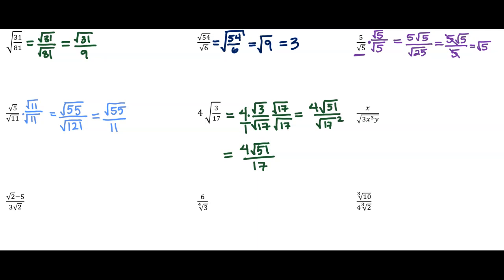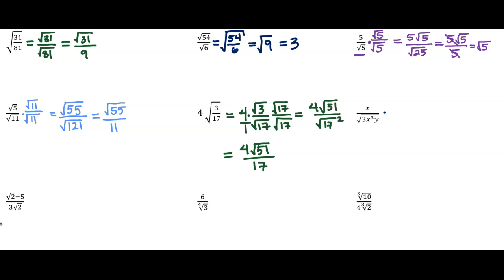Next one, let's get some variables in the mix. This actually jumps to something really scary looking. I notice I didn't actually put very many with variables, but they don't really make it much trickier, although this one is a little tricky. I have x over the square root of 3x cubed y.